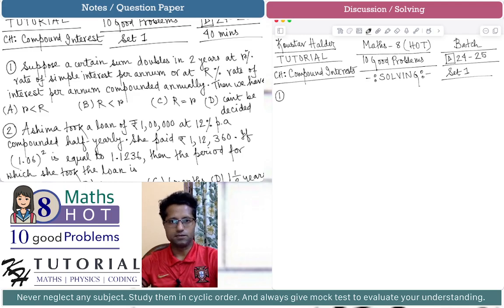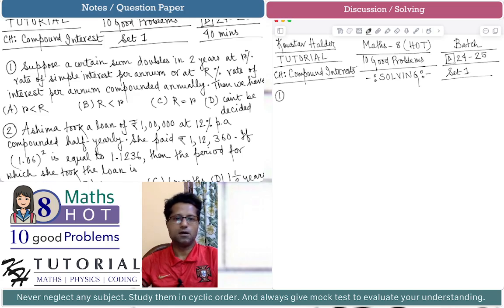The first problem says that suppose a certain sum doubles in 2 years at small r percent rate of simple interest per annum, or at capital R percent rate of interest per annum compounded annually. Then we have in the choices some relation given between small r and capital R. We have to figure out what the relation is. So it is given that for both the cases of simple interest and compound interest, the sum is doubling. That is, the amount is becoming twice the sum.